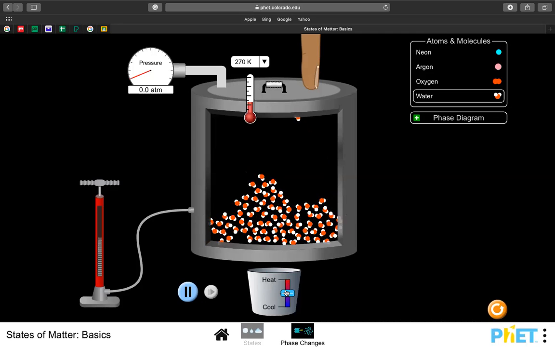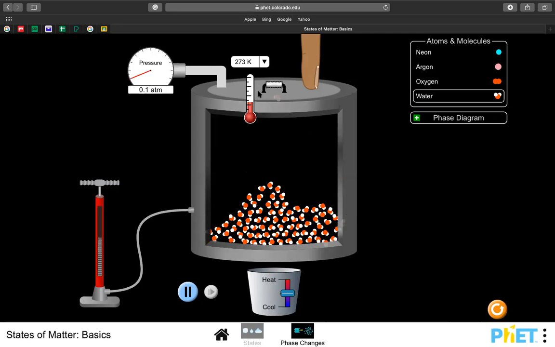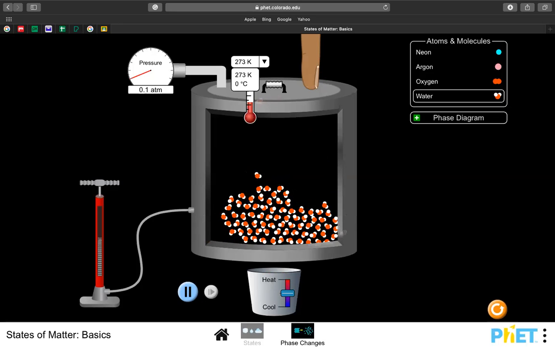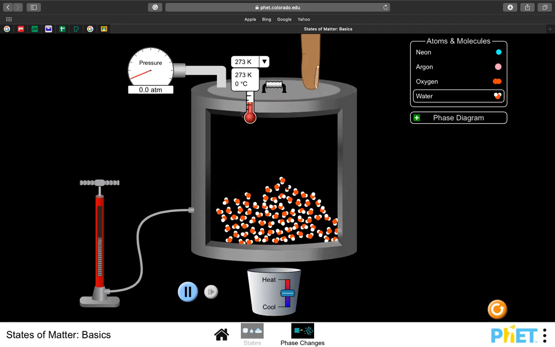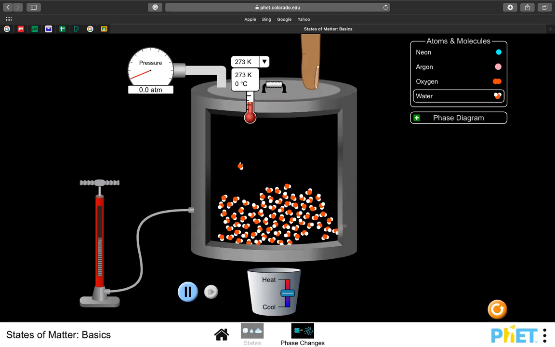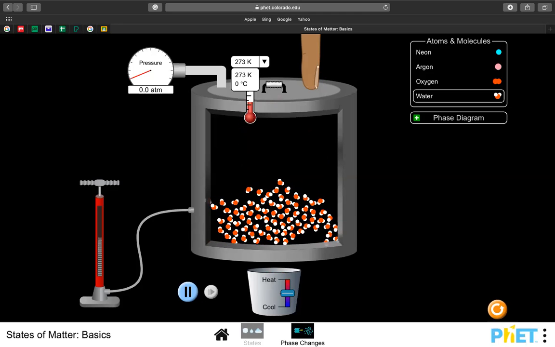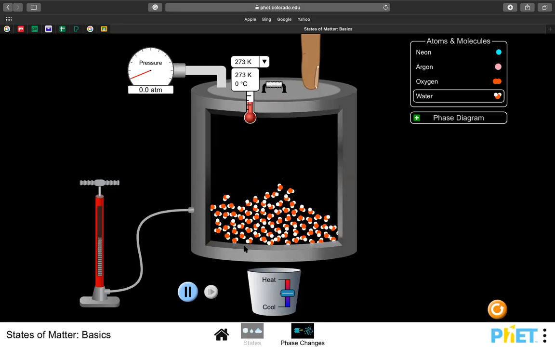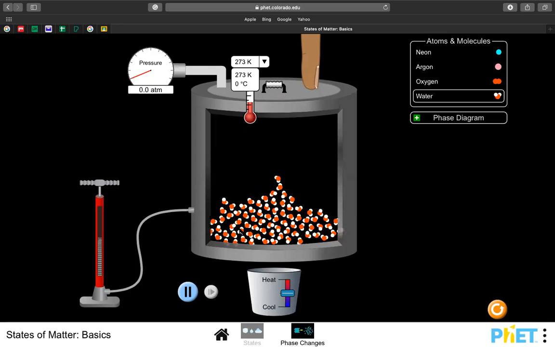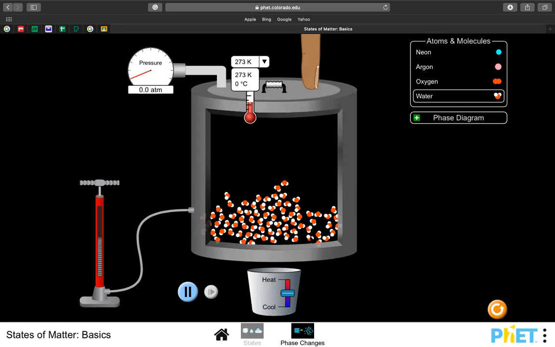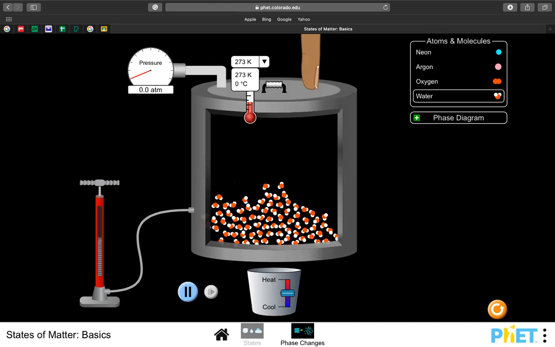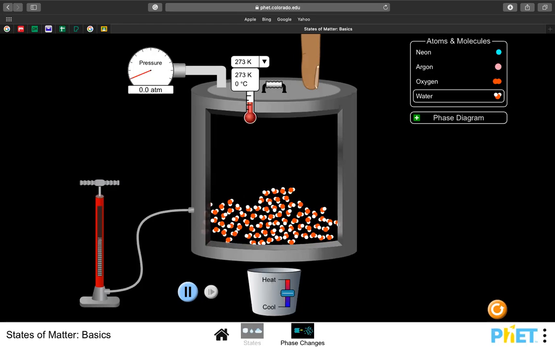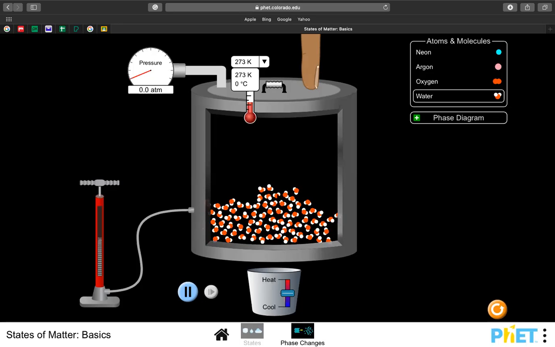Now, if we add more heat to 273 Kelvin, which is 0 degrees, you will realize that the particles will start to move a little more apart, and some particles will start to break away, just as this one. So this means that they are becoming liquid. They're going from a solid to a liquid form. We see that the particles are more stretched out. There's no more structure. So they're looking more like a liquid.